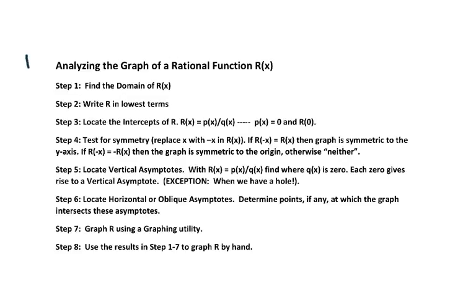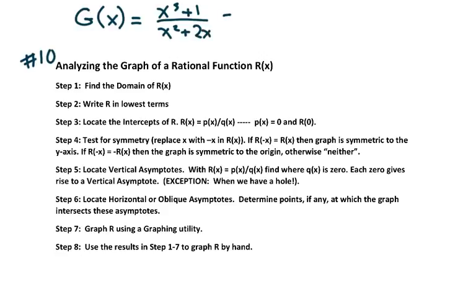Hi everyone, we're going to graph a rational equation. We're going to call this one g of x because we have so many so far. These are getting harder and harder. And this is the one we're going to do. They get a little harder because you have to factor now.